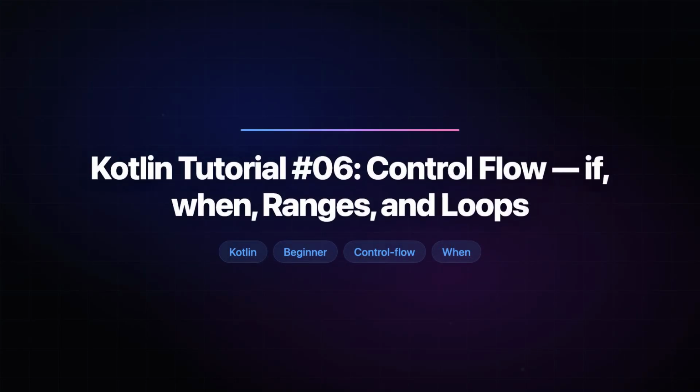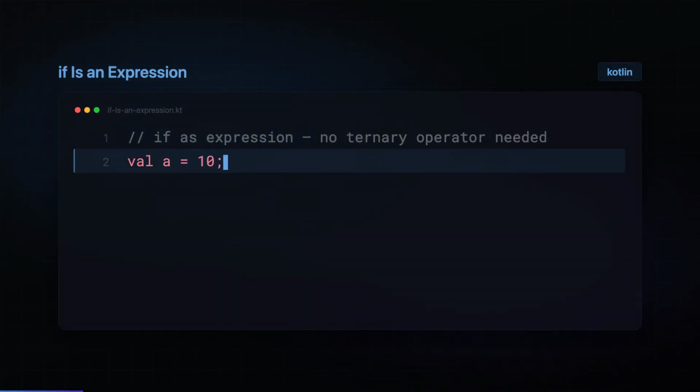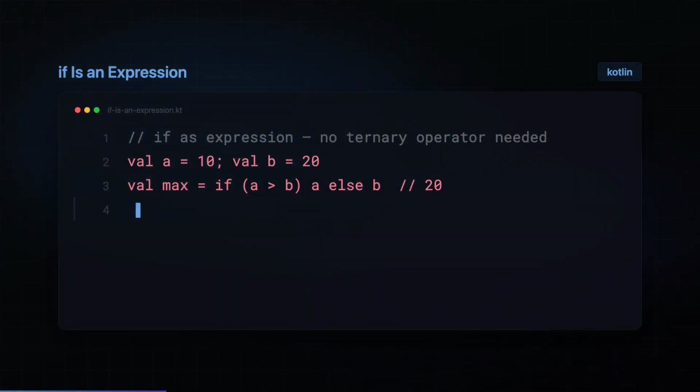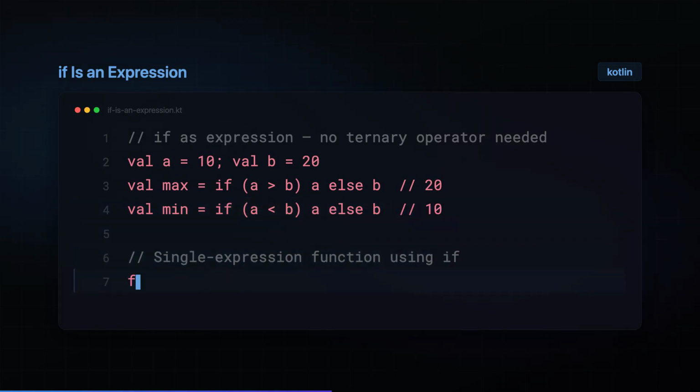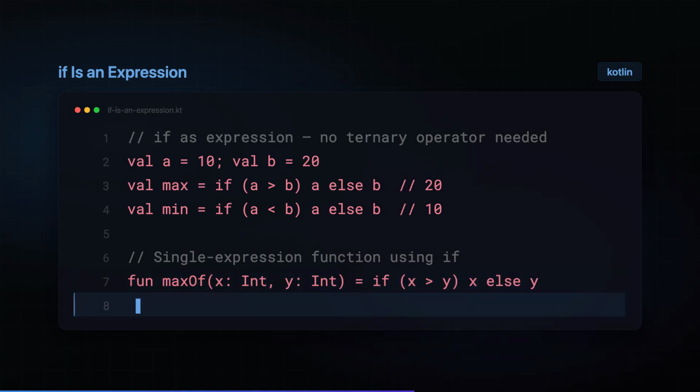Kotlin tutorial number 6, control flow. Unlike Java, Kotlin's if is an expression that returns a value, no ternary operator needed. Write val max = if (a > b) a else b in one line instead of 4.